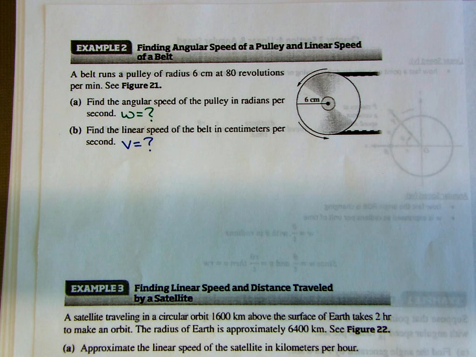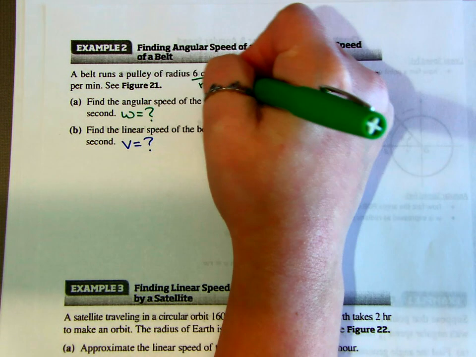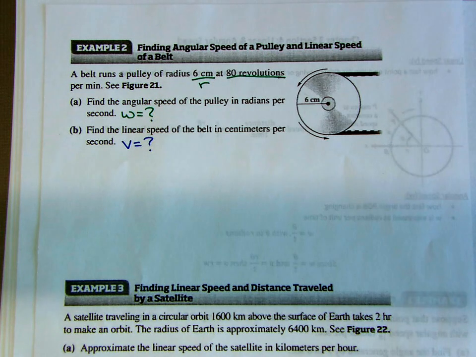So it doesn't give us a ton of information, but it actually does give us everything we need. We know the radius is 6 centimeters, and we know 80 revolutions per minute. Okay, so that doesn't give us any type of theta, though. But who knows how many radians one revolution is going to be?